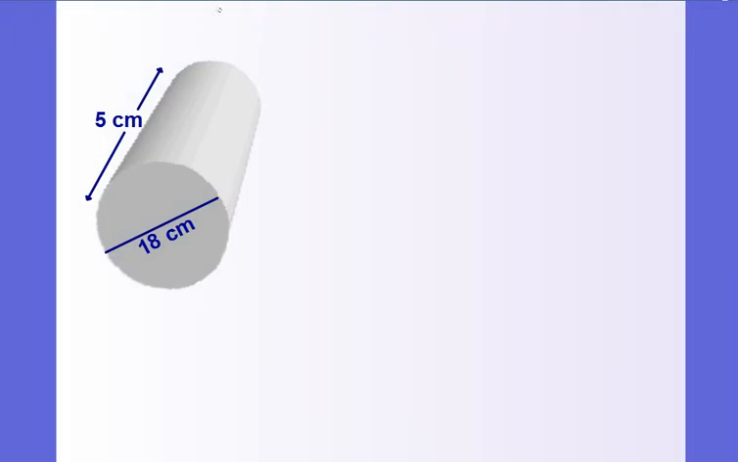So now I've got a cylinder. We're going to treat this just like a circular prism, so that our base shape is that circle. The radius of the circle is what's important, and our radius is 9 centimeters. If the diameter is 18, our radius goes from the center to the edge, which is 9 centimeters.